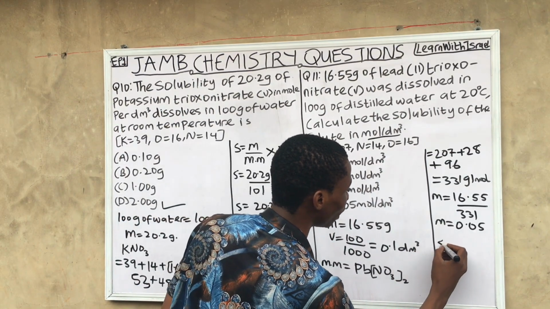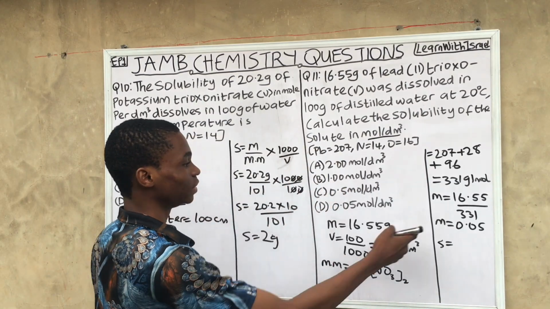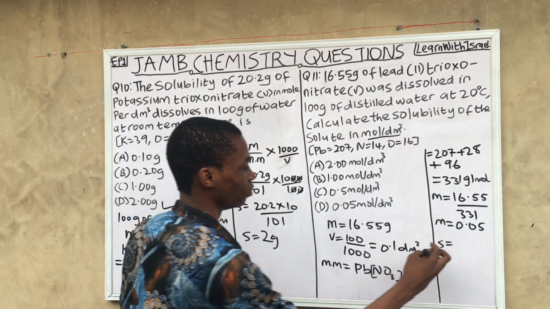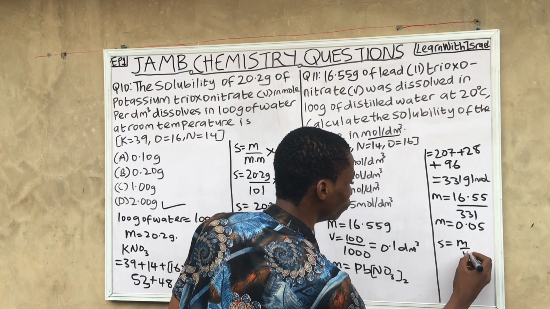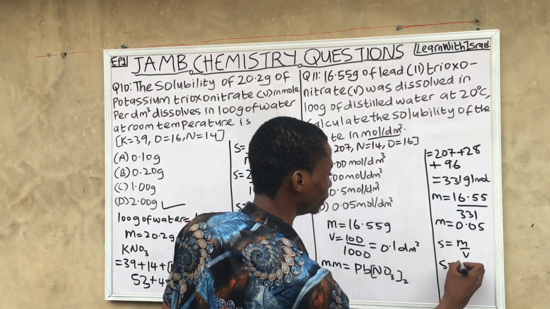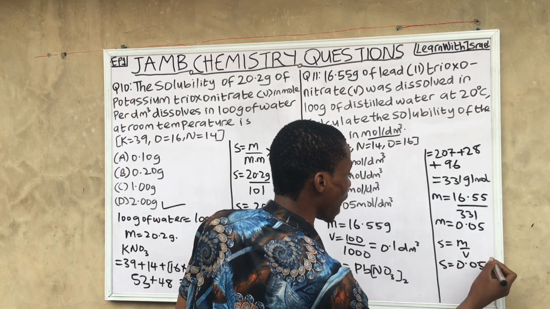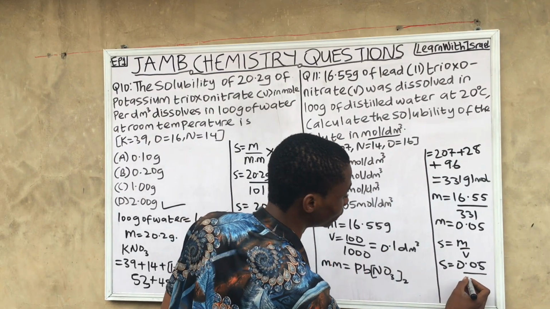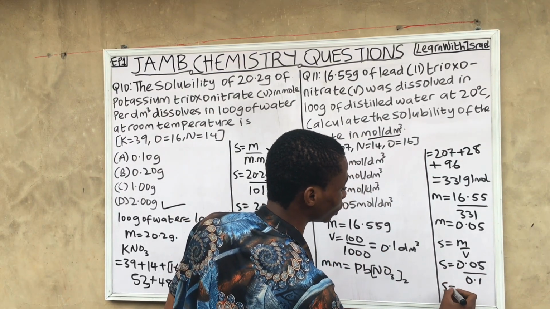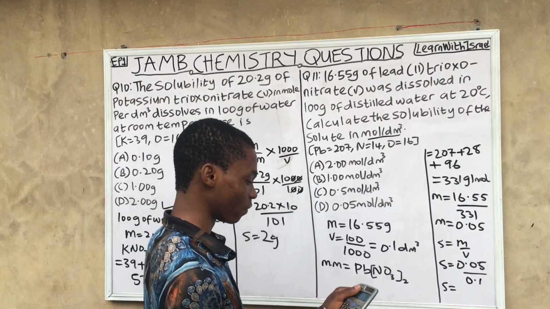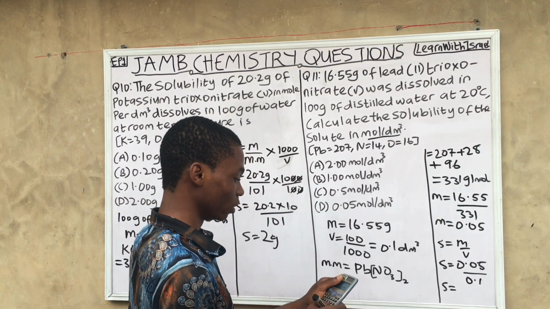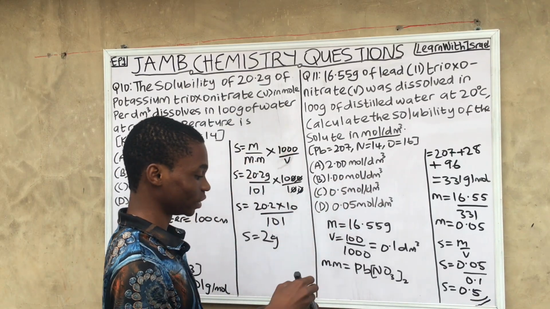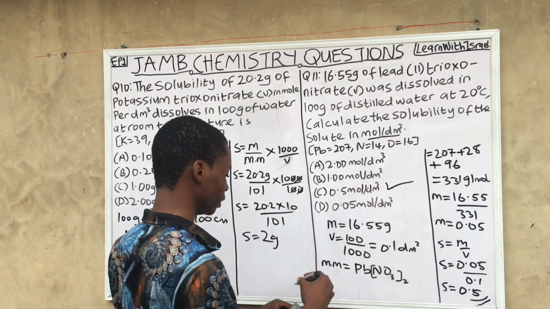So now our solubility, how do we get that? We now divide mole over volume. Our mole is 0.05 and our volume is 0.1. I already converted it to dm cube, 0.1. So our solubility, let's calculate: 0.05 divided by 0.1 will give us 0.5. So 0.5 is the correct answer, option C.